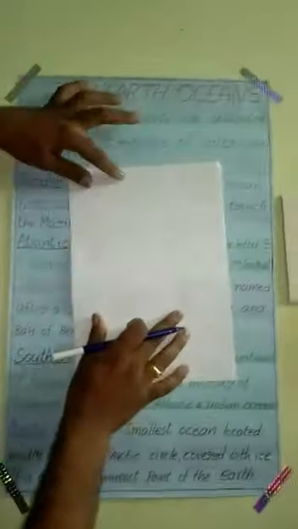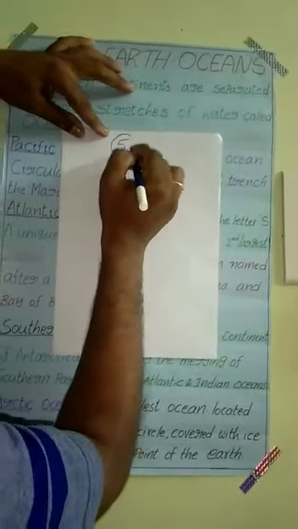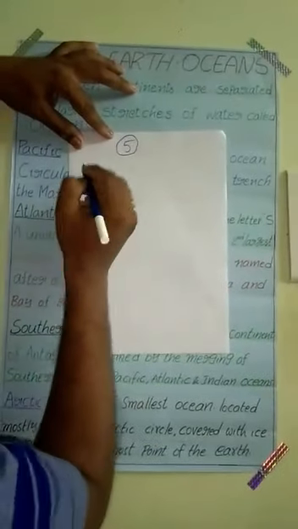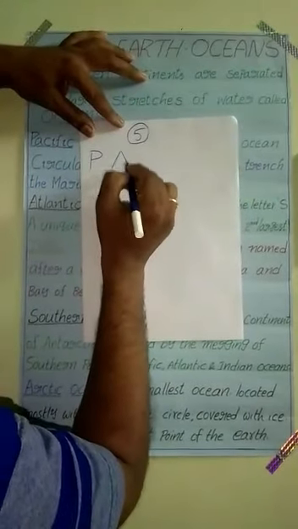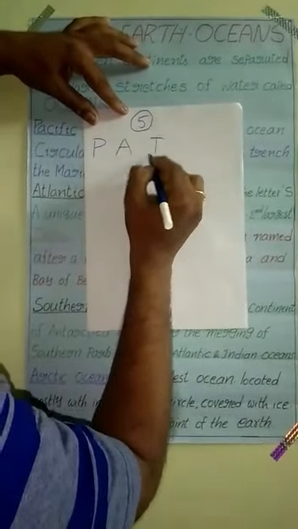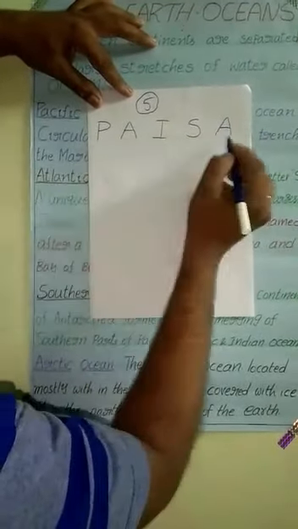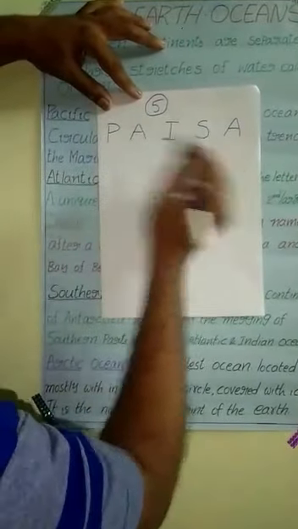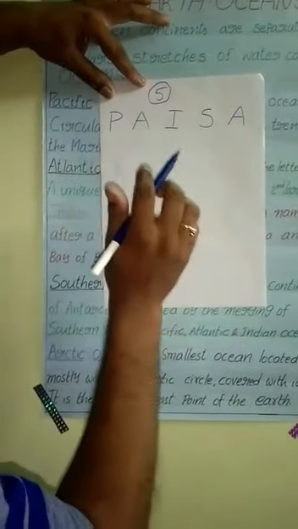There are 5 major oceans. To remember the names of the 5 oceans, I would like to give you a small code. Let us see this chart now. So first of all, a small code I would like to tell you, that is P A I S A. What is this word? Paisa. P-A-I-S-A. If you remember this small word, automatically you can remember the 5 names of the oceans for a long time.